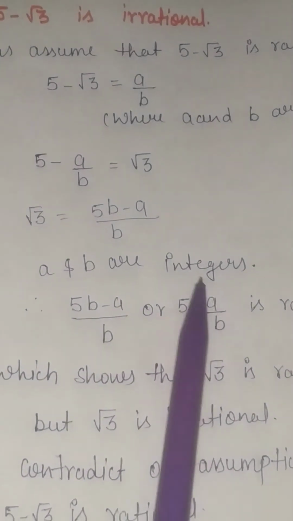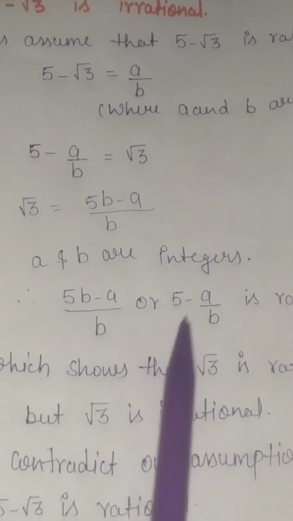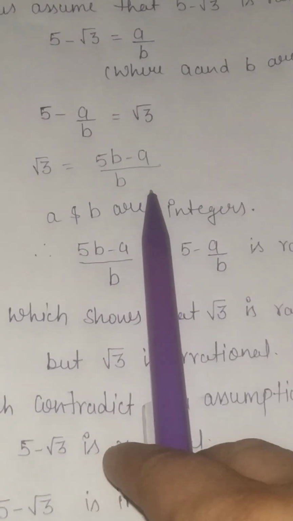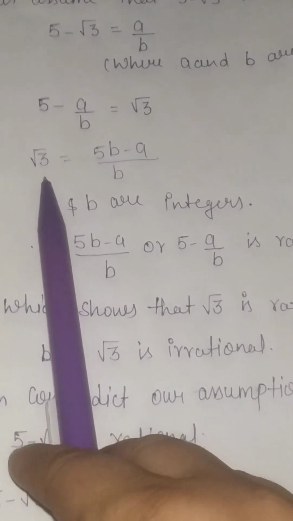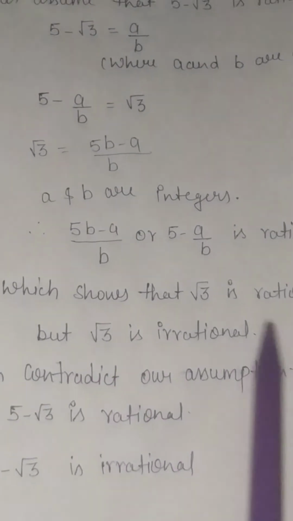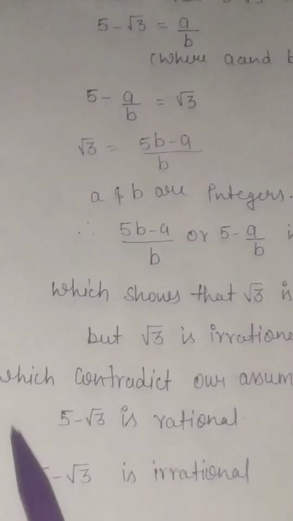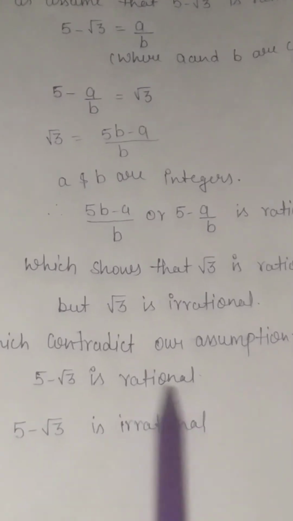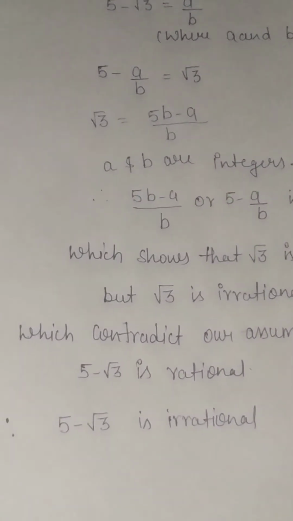A and b are integers. It proves that 5b minus a upon b is rational, which shows that root 3 is rational, because the right hand side is rational, so the left hand side will be rational. But root 3 is an irrational number, we know that, which contradicts our assumption that 5 minus root 3 is rational. Therefore we can say 5 minus root 3 is irrational.